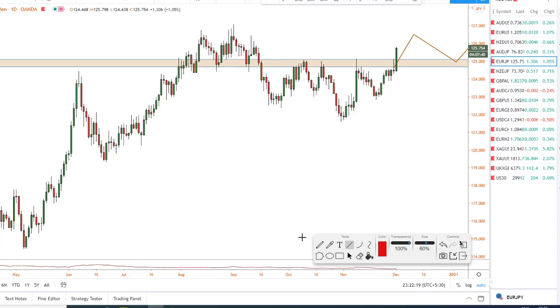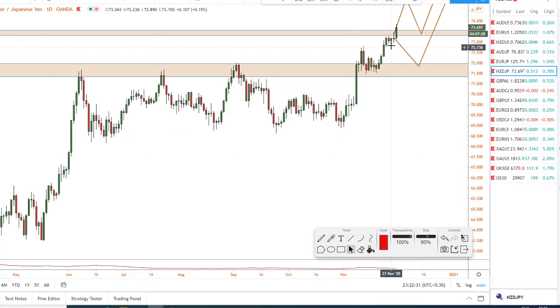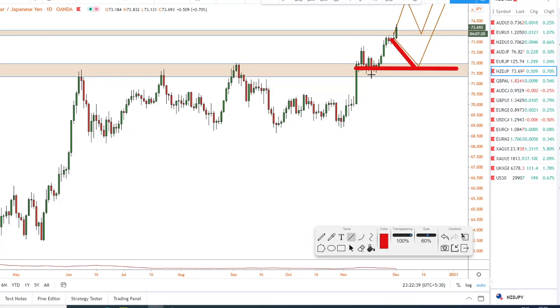You're trading with the trend, looking for only buying opportunities. Then moving on to the next pair, guys, it's New Zealand JPY. It's the same thing again. It has already reached this higher resistance zone, so I was ready for two kinds of scenarios. One is, in case right at the start of this week it starts falling, I would be looking for buying opportunities in this zone.